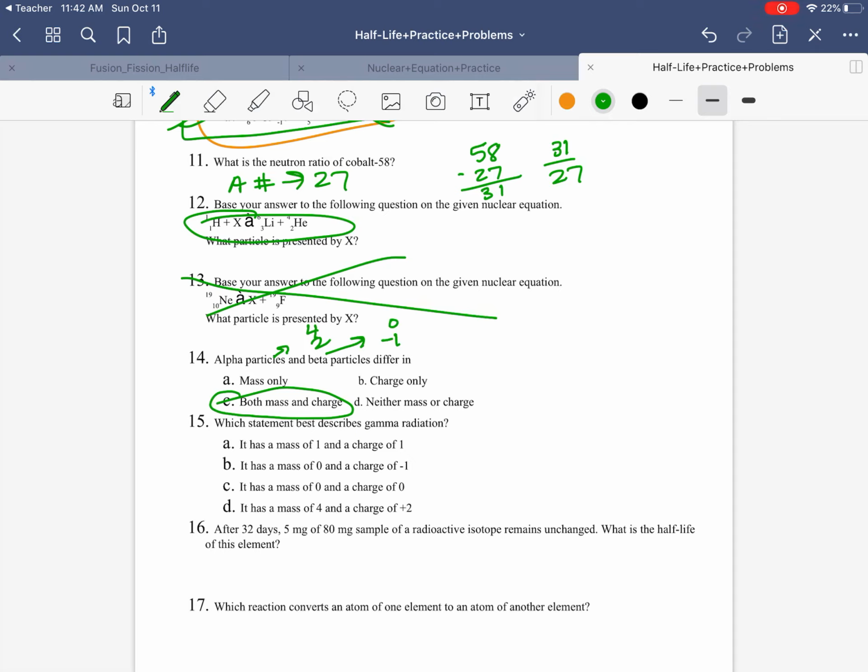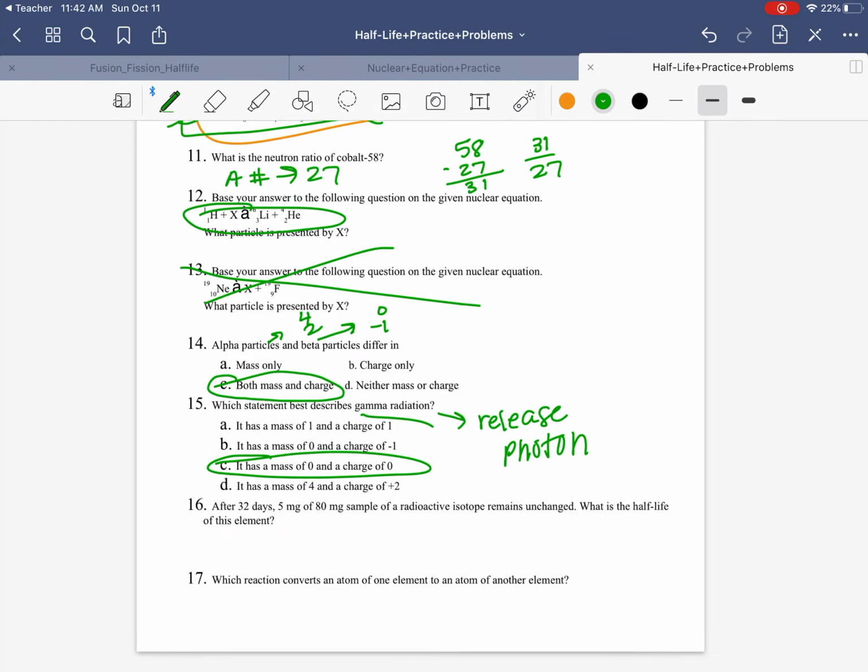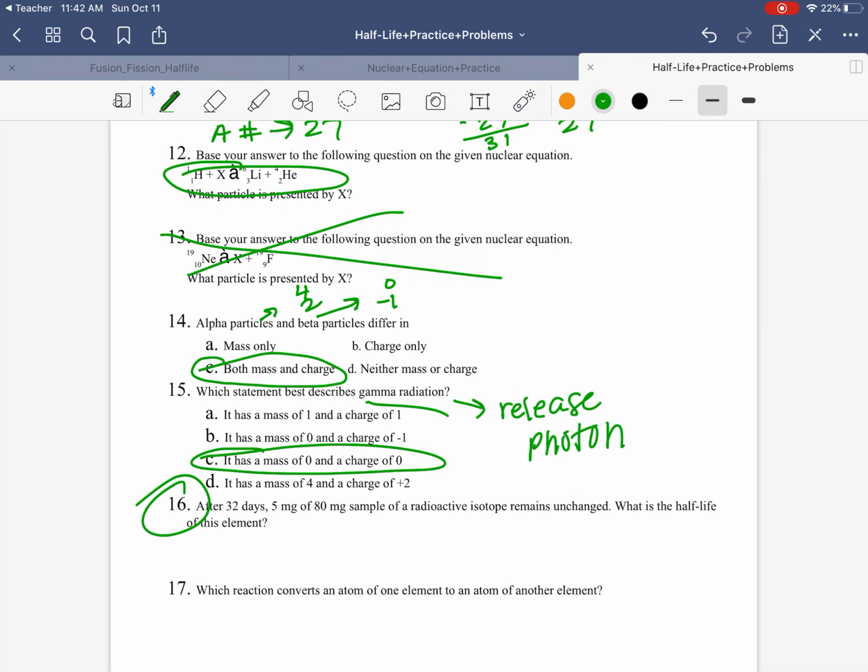Which statement best describes gamma radiation? Gamma is going to have a mass of 0 and a charge of 0. So this one is going to release a photon, which we'll talk about later. But this one isn't going to change your nucleus at all. After 32 days, 5. You see the pattern of what you need to do.